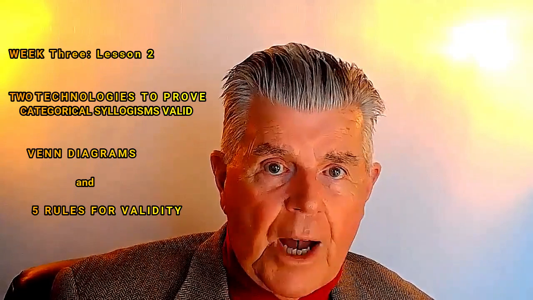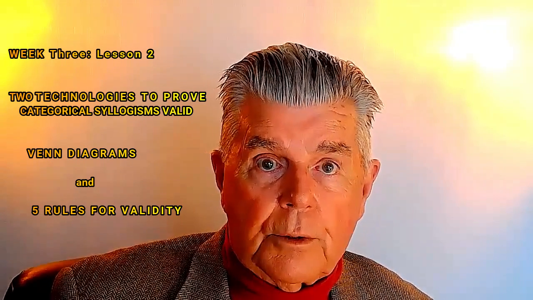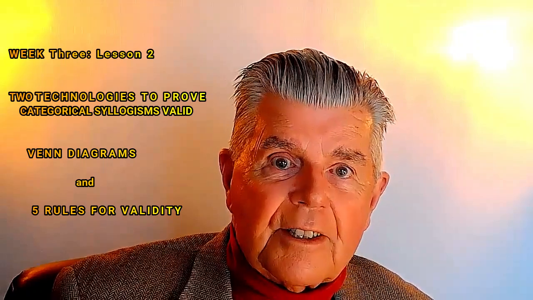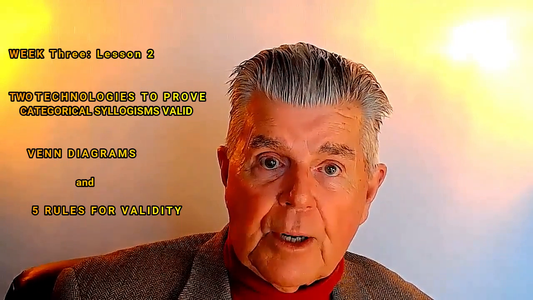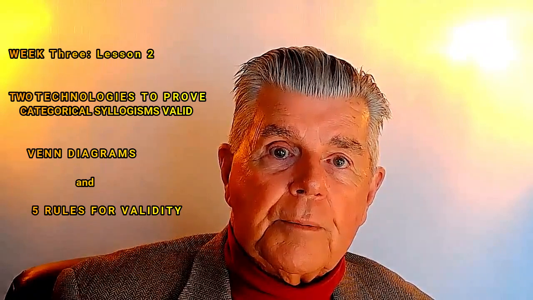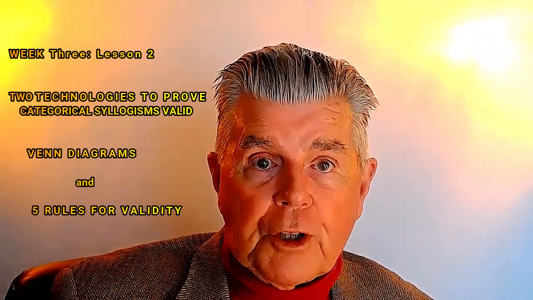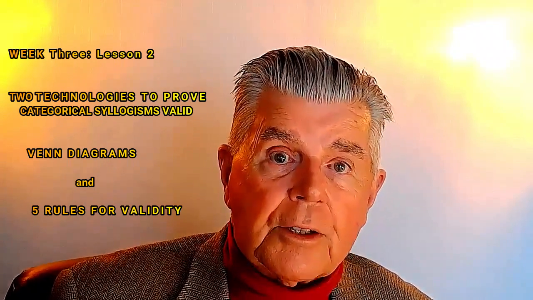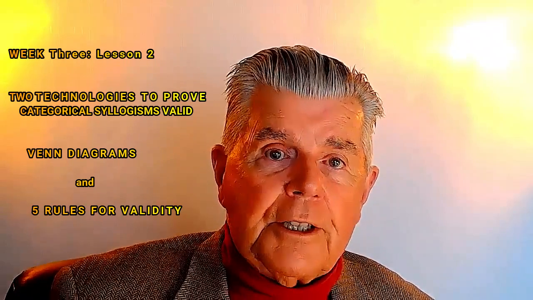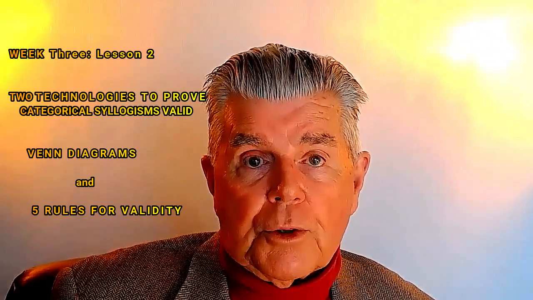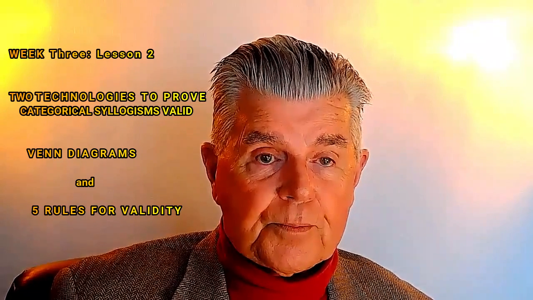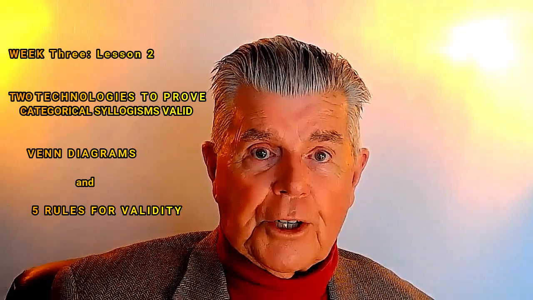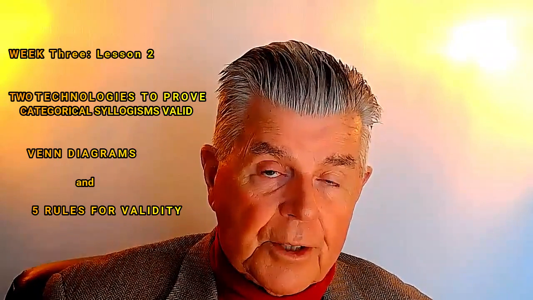The first method is a graphic method. You can see it literally. It was devised by John Venn. It's called the Venn diagram method. John Venn was a British mathematician and logician at Cambridge University. He devised this so that his logic students could actually see, using just 3 overlapped circles on the blackboard, whether or not a given syllogism was valid or invalid.